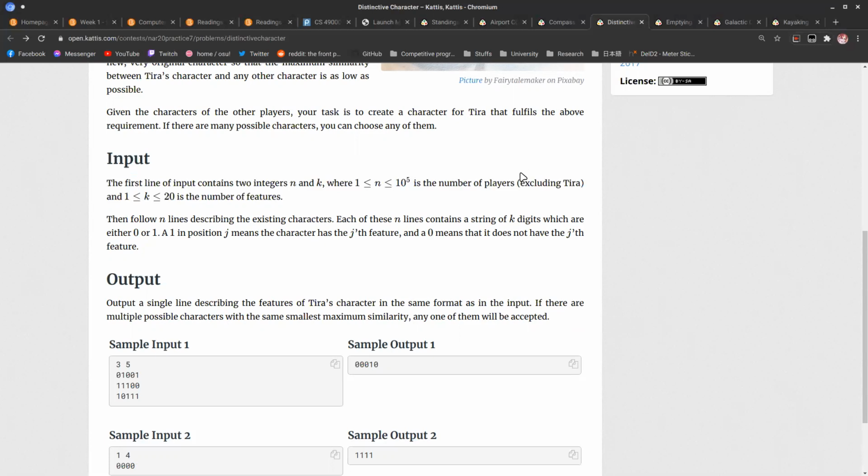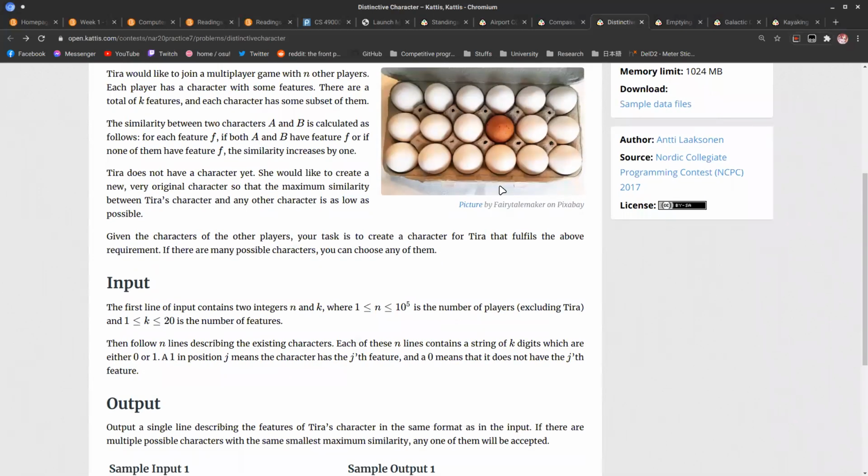So I guess my takeaway is to try to model things as graphs, because for graphs we have quite a few tools that we can use. This is like a high dimensional grid kind of graph. And another thing is that the distance here is essentially a Hamming distance.